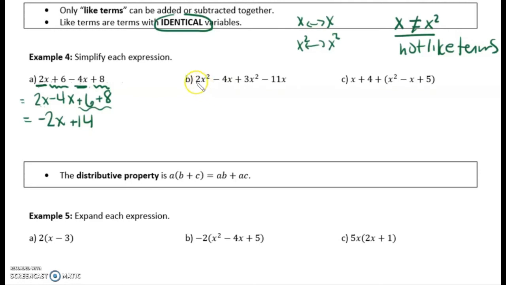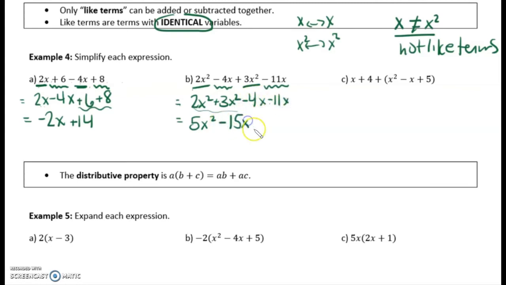For b, 2x squared minus 4x plus 3x squared minus 11x. Immediately I see the x squareds, and I also see the x terms here. So 2x squared plus 3x squared minus 4x minus 11x. Let's collect these two. We get 5x squared, right? 2 plus 3. And just be careful, we have negative 4x minus 11x. I get negative 15x.